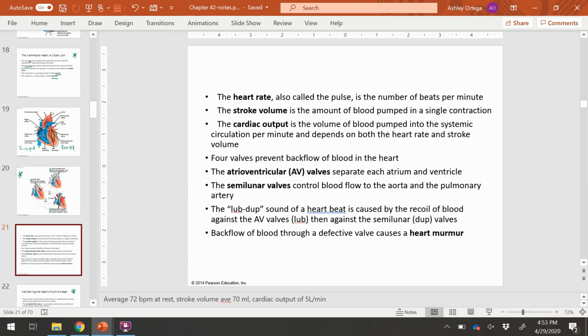And then any backflow of blood through a defective valve may cause what we call a heart murmur. So it's actually pretty frequent to be born with a heart murmur or a defect in one of the valves that causes some residual blood to remain behind. It can be operated on, but it can also be something that still allows for people to live full, healthy lives. So it really depends, I guess, on the defect and how significantly it impacts the heart.